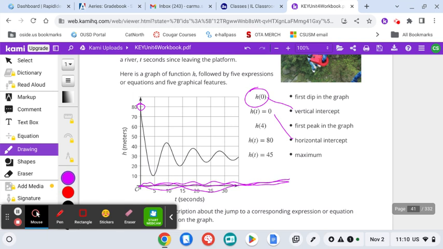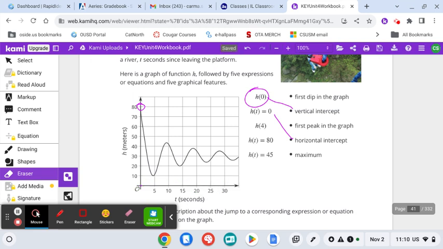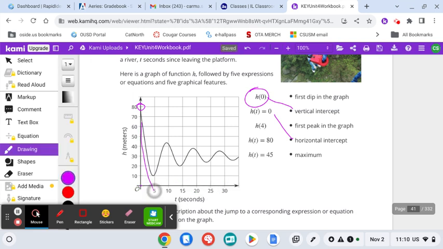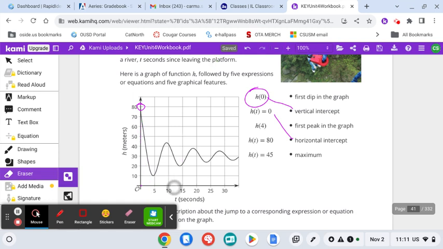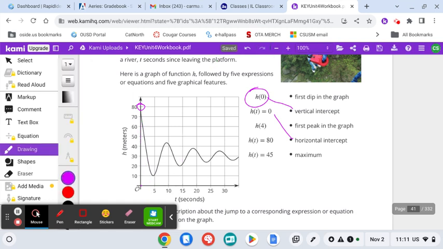Is it possible when someone bungee jumps for them to go so far down that they do hit the river? Yes, the heavier you are, the lower you're going to go. But in this case, our jumper did not. So the horizontal intercept is not seen on our graph because they never touched that spot. H of 4 is at the time of 4. Where is my graph? And so that would be the first dip in the graph. You got it. That's the first dip.